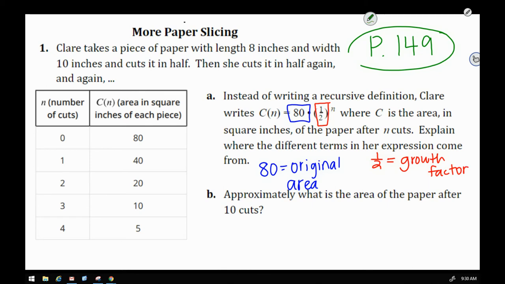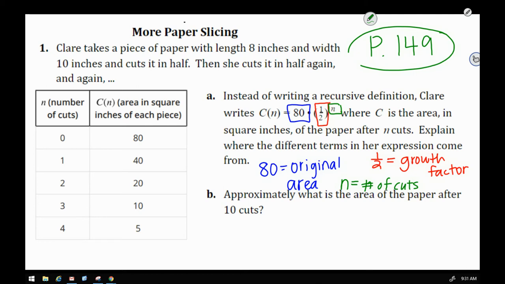No, let's get there. I think it's right. Okay, what is n? N is the number of cuts. Okay, notice that this table starts at 0, even though a lot of the tables we've seen so far started at 1, right? Okay, just something to keep in mind.